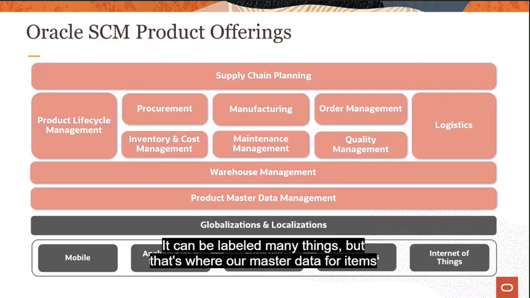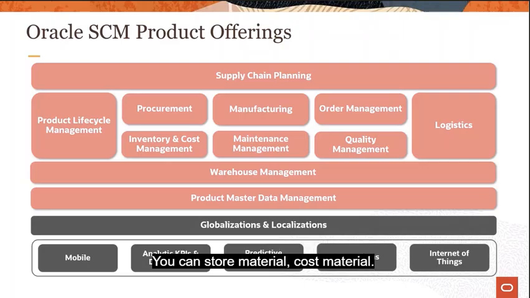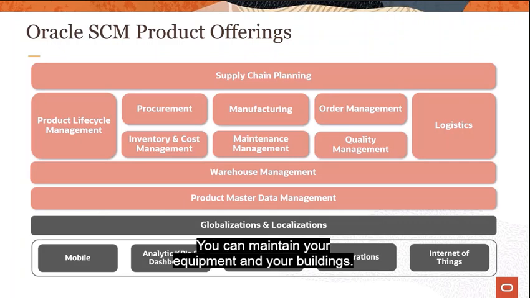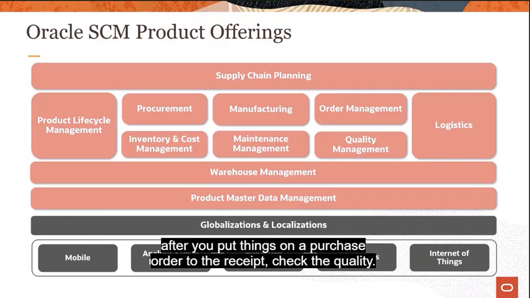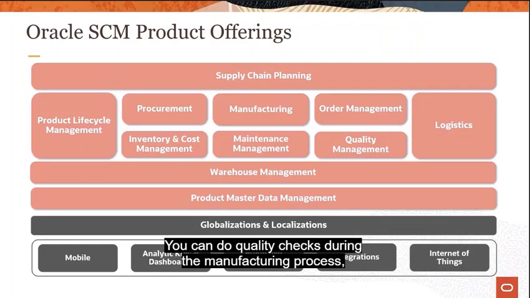Once it's in there, you can buy material, you can store material, cost material, you can build your products, you can maintain your equipment and your buildings, you can take orders to build, pick, pack, and ship your items, and you can track the quality from the back door after you put things on a purchase order to the receipt, check the quality. You can do it while it's in inventory. You can do quality checks during the manufacturing process, as well as on your maintenance activities and before you ship things out the back door.